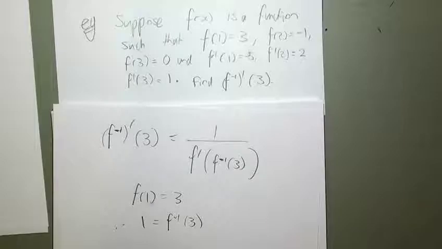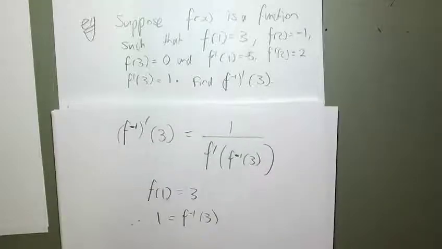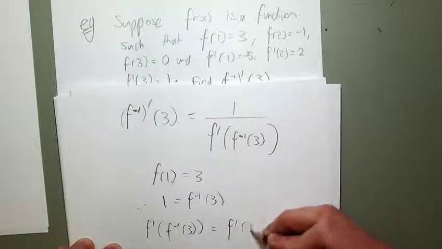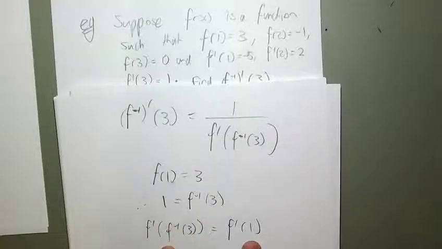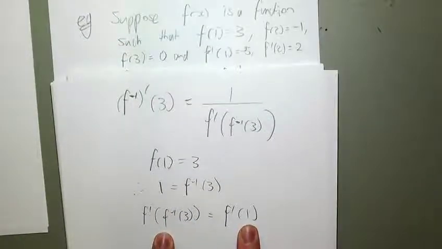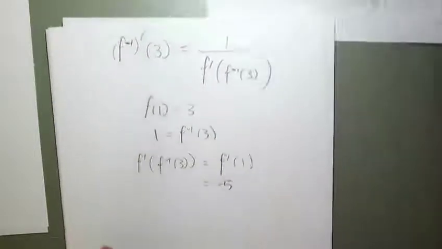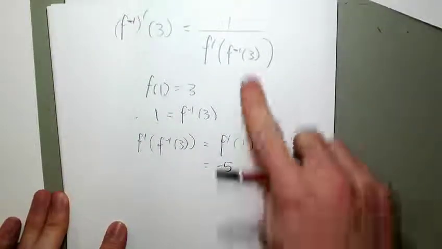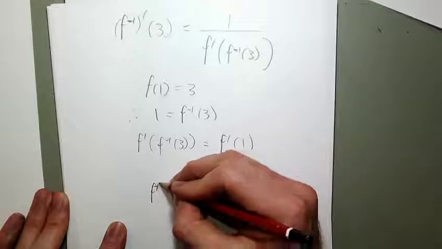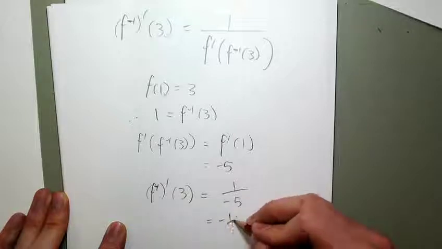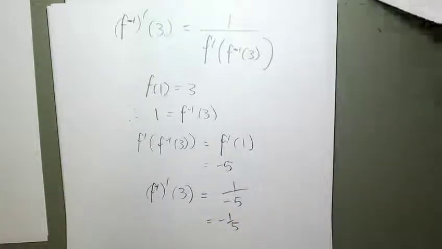That's the whole point of f inverse, that it does the opposite of what f does. So anything that comes out of f, if you put that back into f inverse, it produces the input from f. And so I know what f of f inverse of 3 is. So f dashed of f inverse of 3 is the same as f dashed of 1, because f inverse of 3 is really 1. And f dashed of 1, according to my list, is minus 5. And so finally I can sub this answer back into there. f inverse dashed of 3 is 1 over minus 5, which is minus a fifth. And that is all there is.